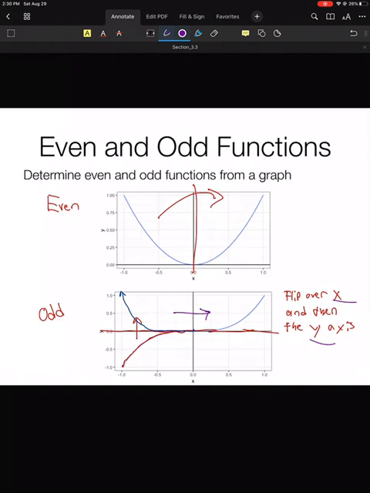Now, of course, you could flip over the y, then the x. You just have to go x, then y. But that's the way I did it. It has to flip over both.